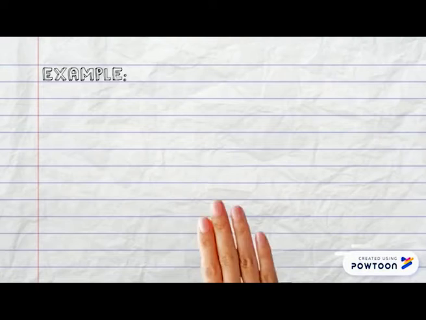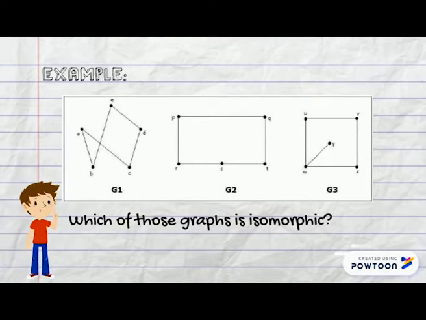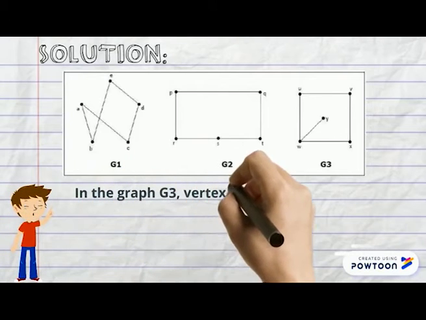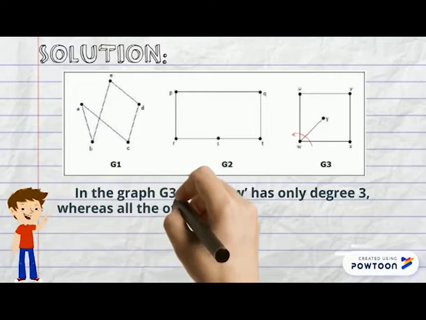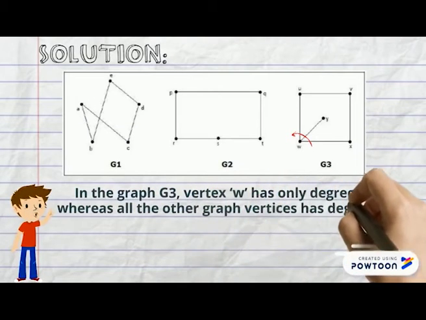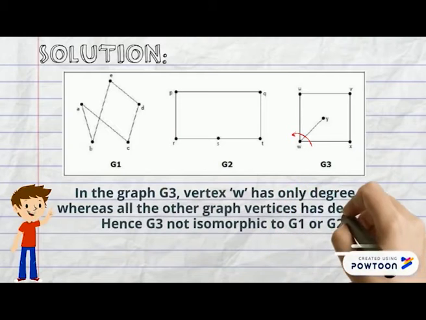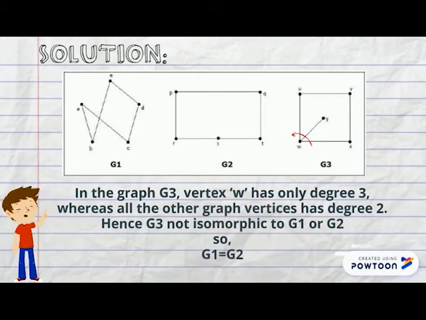Example: which of those graphs is isomorphic? Solution: in the graph G3, vertex W has 3 degrees, whereas all the other vertices have 2 degrees. Hence, G3 is not isomorphic to G1 or G2, so G1 is equal to G2.